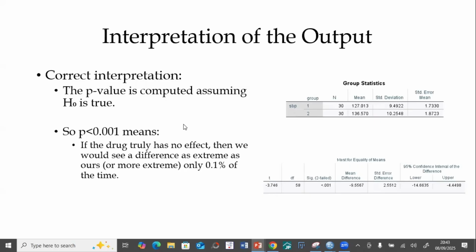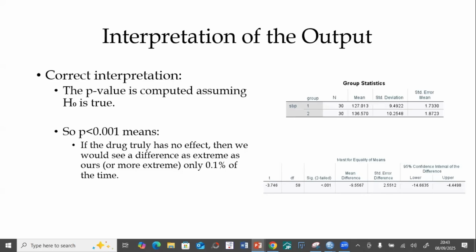So therefore, if you get a p-value of 0.001, what it just tells you is, in the case where the drug truly has no effect, in the case where the null hypothesis is true, there is actually no effect, then we would see a difference, the same as ours, or even more extreme, only 0.1% of the time.